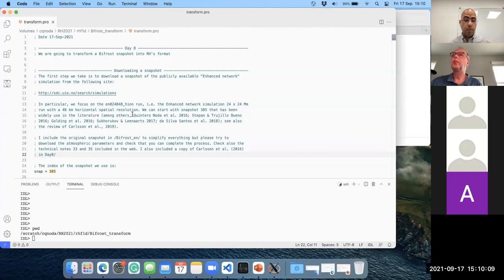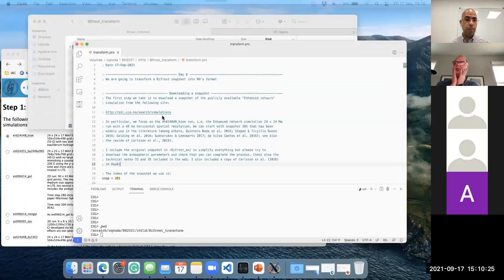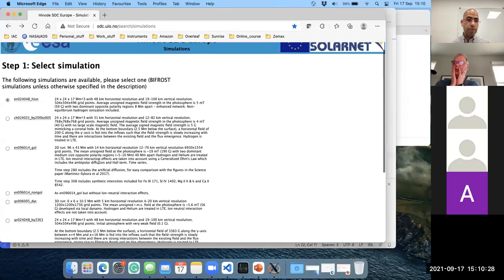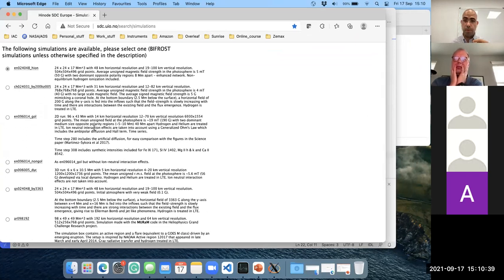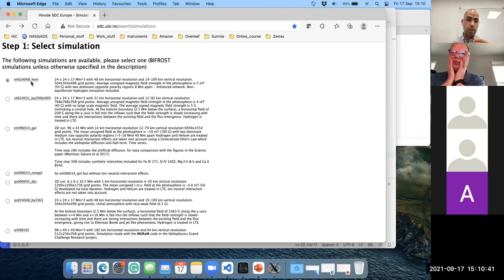The first thing that we need to do is to download the simulation. This simulation is very nice in the sense that it is publicly available, so everyone can download it and use it. There's no restriction. You go to this web page that I included here. With time, they have been adding different runs that have been published in different publications, so you have several options. In our case, the enhanced network simulation is this one. There's a very brief description here. We will go into details later.